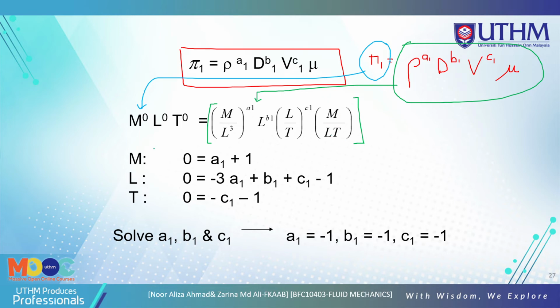Okay, so now we put here M, L, and T. So we know that it is M^0, L^0, T^0. Actually, M^0, L^0, T^0. So in this case, for the pi Buckingham method, we just assume M^0, L^0, and T^0. So you put the 0 here. Okay, so this is the pi Buckingham method.